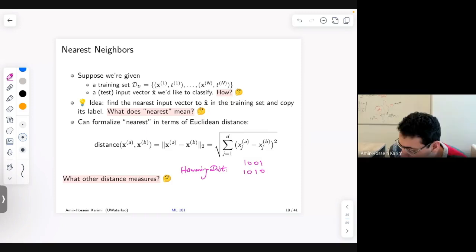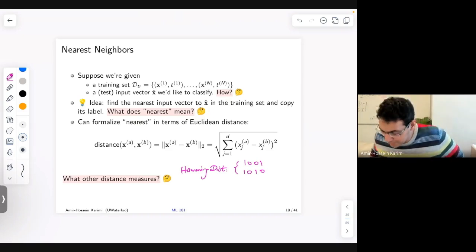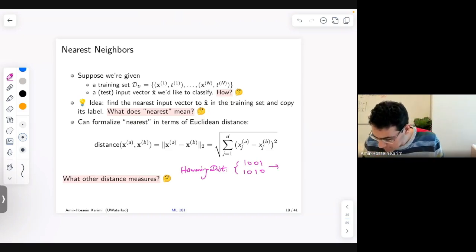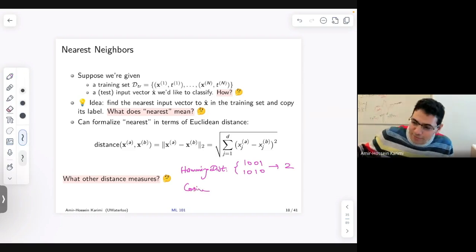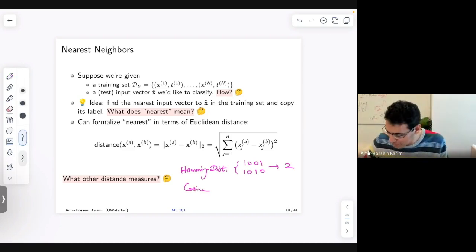Right. So the Hamming distance is a distance that operates on a binary space, right, not a Euclidean space. So the distance, for instance, between these two samples is how much? 2. Excellent. And we also have the cosine similarity, or the cosine dissimilarity, or the cosine distance. It's really the same thing.